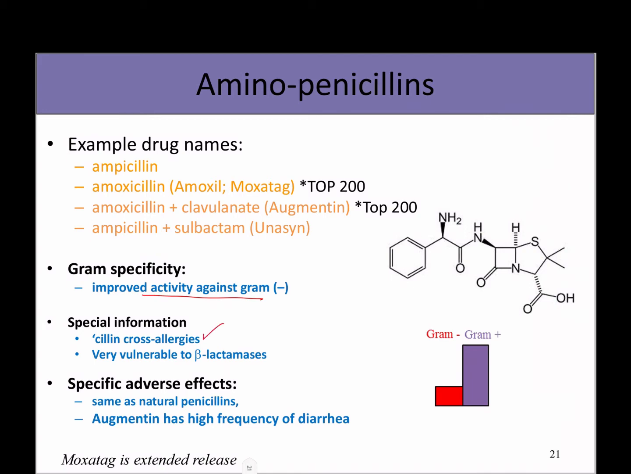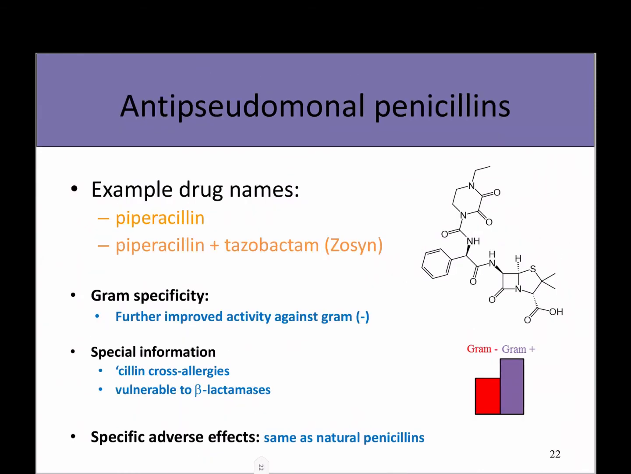These can have cross allergies with other penicillins, and they're very vulnerable to beta-lactamases. Specific adverse effects are going to be the same as natural penicillins, so seizure, hypersensitivity, nephrotoxicity. But one specific thing to remember is that Augmentin itself has a very high frequency of diarrhea. The anti-pseudomonal penicillin that you need to know is piperacillin, and that comes with its beta-lactamase inhibitor, tazobactam, to make Zosyn. These are going to have further improved activity against gram-negative, so there's more of that now.